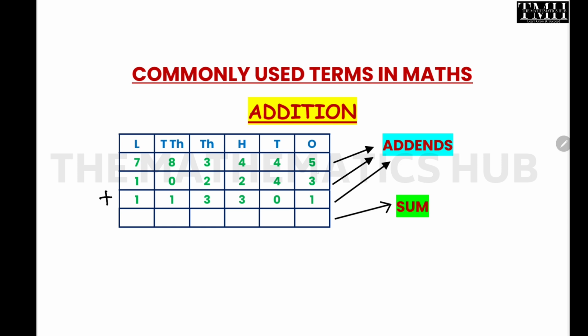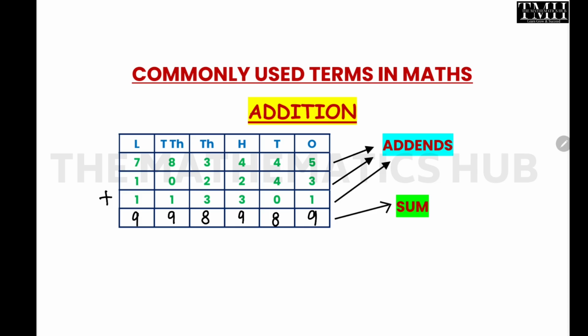So 5 plus 3 equal to 8 plus 1 equal to 9. 4 plus 4 equal to 8. 8 plus 0 equal to 8. 4 plus 2 equal to 6. 6 plus 3 equal to 9. 3 plus 2 equal to 5. 5 plus 3 equal to 8. 8 plus 0 equal to 8 plus 1 is equal to 9. 7 plus 1 equal to 8 plus 1 is equal to 9.